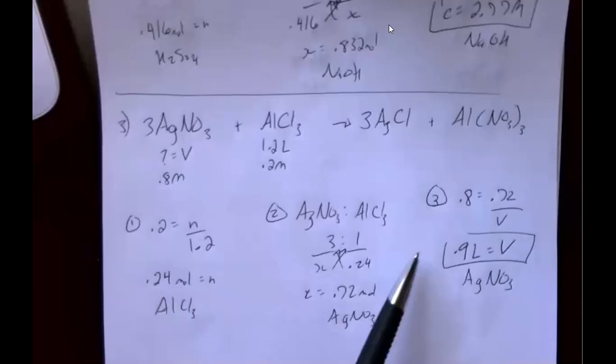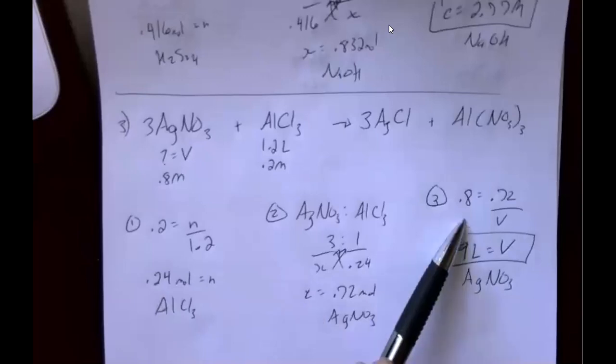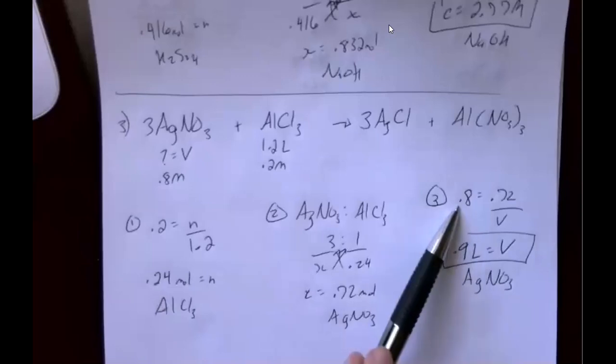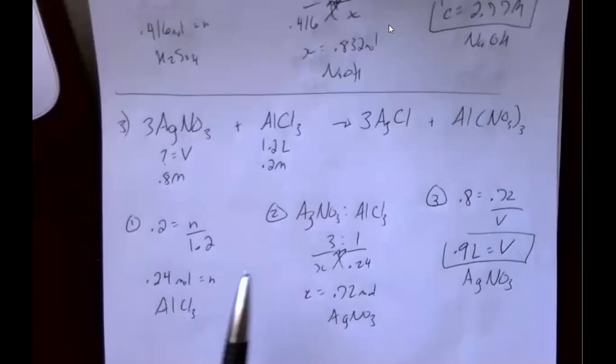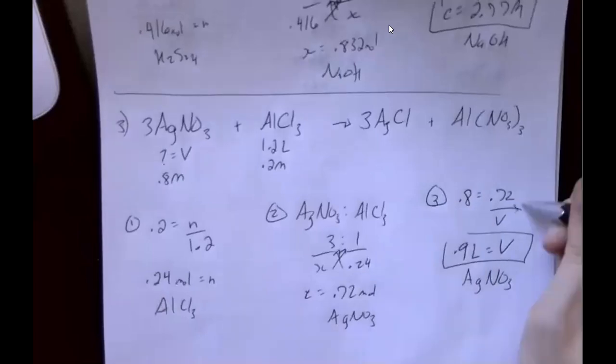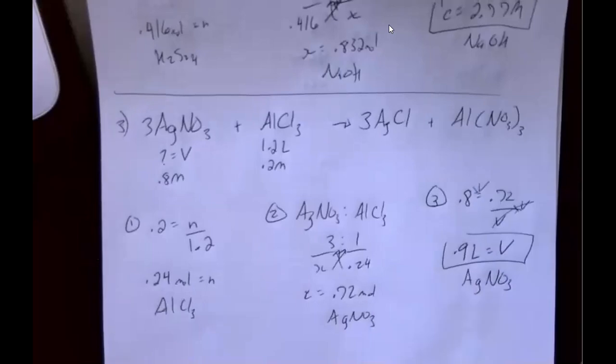Then I go back to C equals N over V. I plug in the concentration I was given, plug in the moles that I just solved for, and then isolate V. Again, you do that by multiplying by V and then dividing by 0.8, and you'll get 0.9 liters as your volume of silver nitrate.